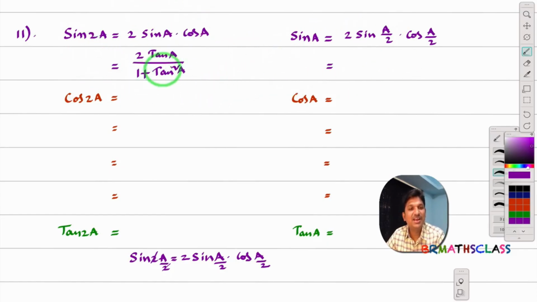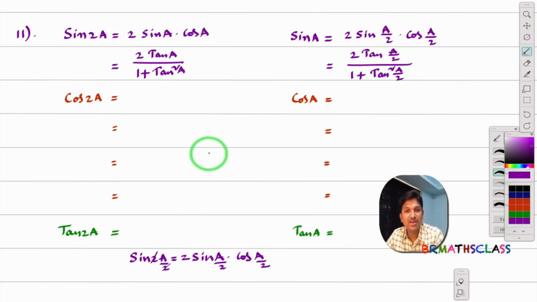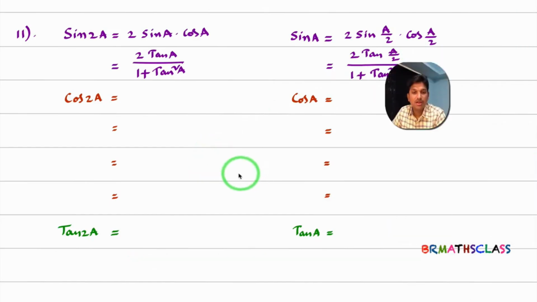Similarly, in terms of tan also, just in place of a, you write a by 2. Then you will get sin a in terms of tan. What is that formula? 2 tan a by 2 divided by 1 plus tan square a by 2. So you learn the sin 2a formulas as well as the sin a formulas.